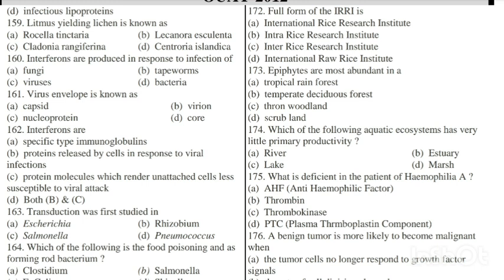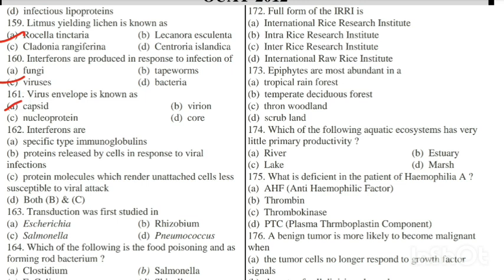Litmus yielding lichen is Roccella tinctoria. Next question. Interferons are produced in response to the infection of, so right answer is viruses. Virus envelope is known as capsid. It is the outer covering.